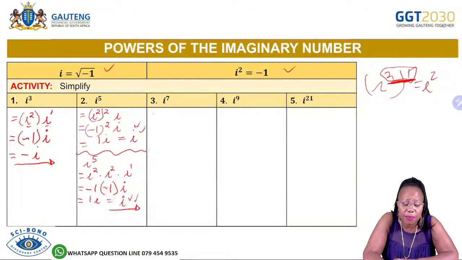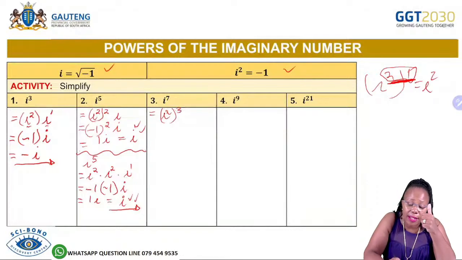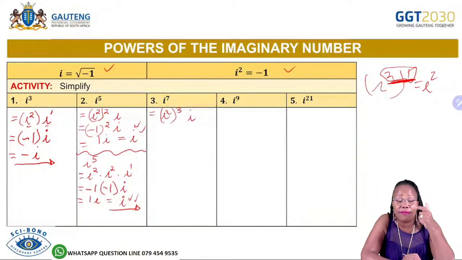We are having i to the power 7. We are targeting an i squared, remember? And in order to get a 7, we can multiply this by 3. It will be 2 times 3, which is 6. And then we add an i in order to have 7.